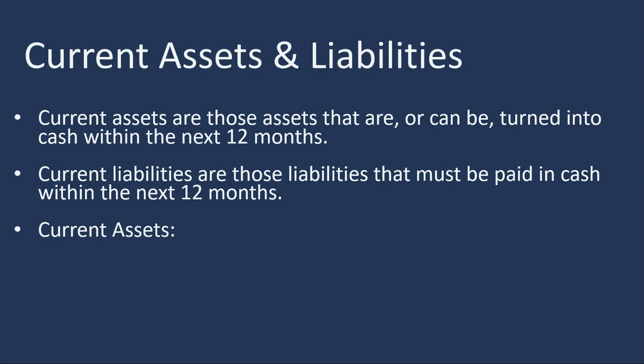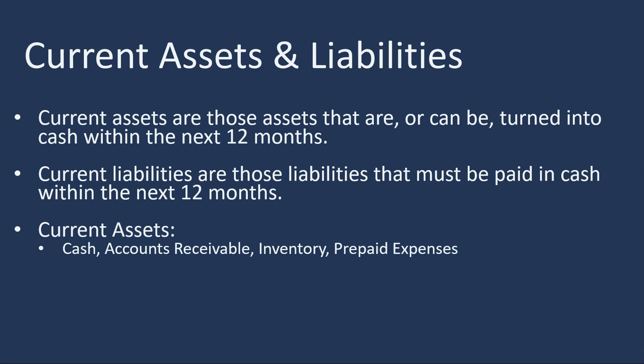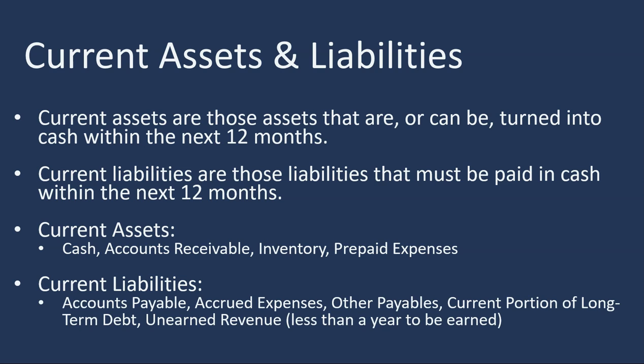Some examples of current assets: cash, accounts receivable, inventory, prepaid expenses, all really good examples there of current assets. Current liabilities: accounts payable, accrued expenses, other payables. The one that people tend to forget is the current portion of long-term debt. So that piece that you're going to pay within the next 12 months, that should be included. And then unearned revenue that has less than a year left before it can be recognized as earned.